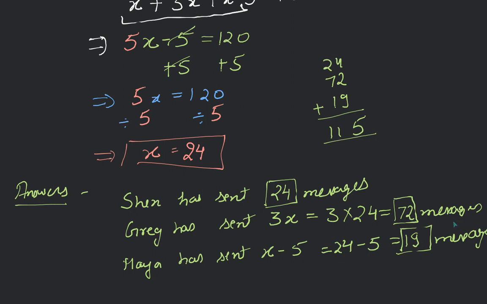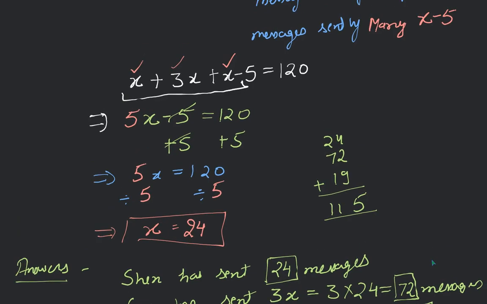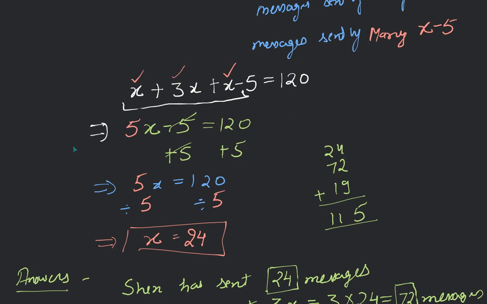So we're still missing something. There is something missing from here. Greg has sent 3 times as many messages as Shen. That is 3 times 24, which is 72 messages. Okay, we have subtracted 5.